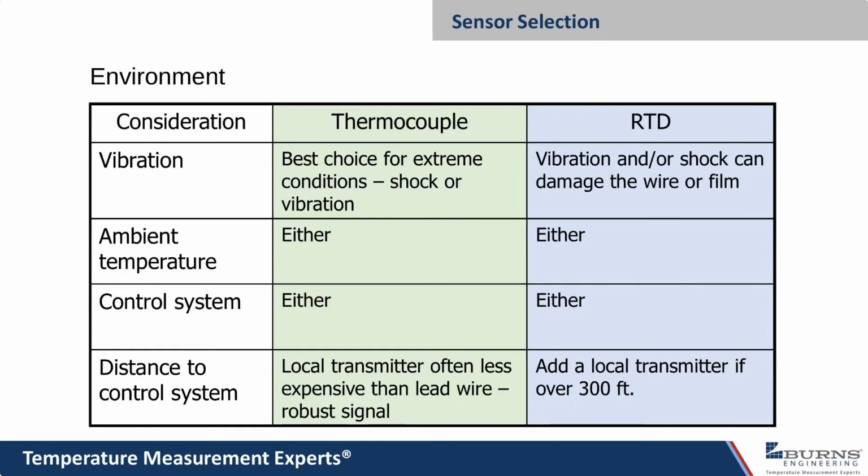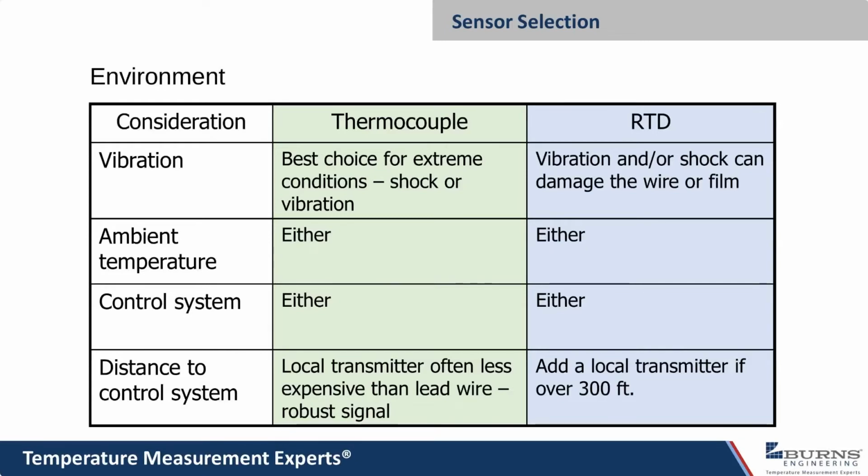When we get into some of the environmental issues, we're looking at the vibration, ambient conditions, the control system you have it hooked to, and then the distance between the sensor and the control system. That can be a huge factor. Vibration: if you have high vibration and you used an RTD and it tended to drift quickly out of tolerance, or if it went open circuit quickly, you'd certainly want to switch back and use a thermocouple in that application.